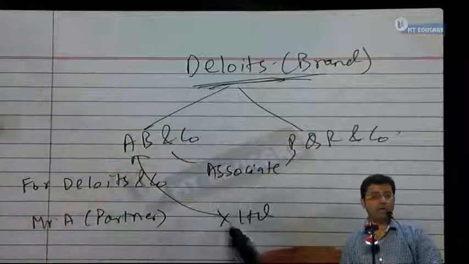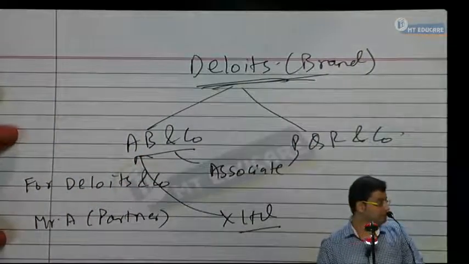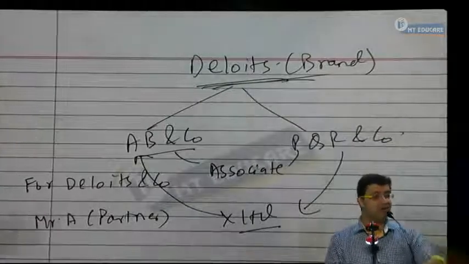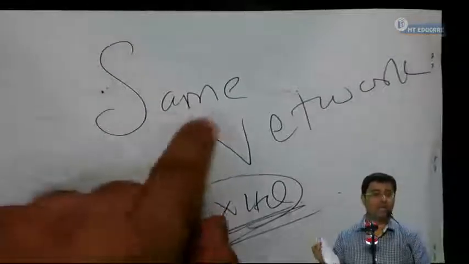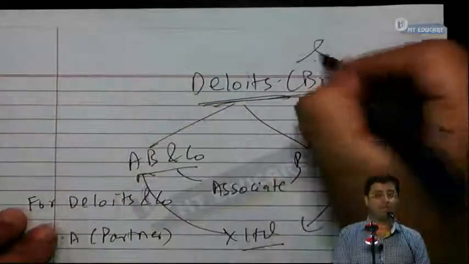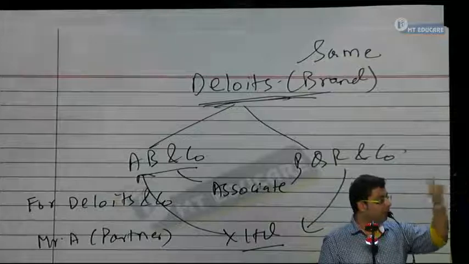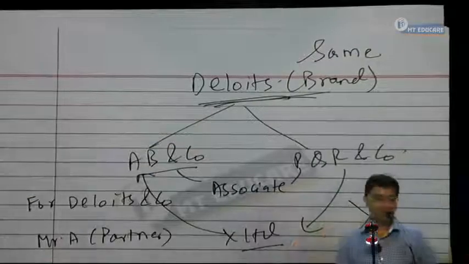Now, A, B and Company completed 10 years with X Limited. Can P, Q, R and Company be appointed as an auditor from the 11th year onwards? The answer is no. Just like I showed you, there is the same network. Here there is not only the same network, but the same brand also. So if you belong to the same brand or the same network, you can't be appointed as auditors. Have you understood or not?